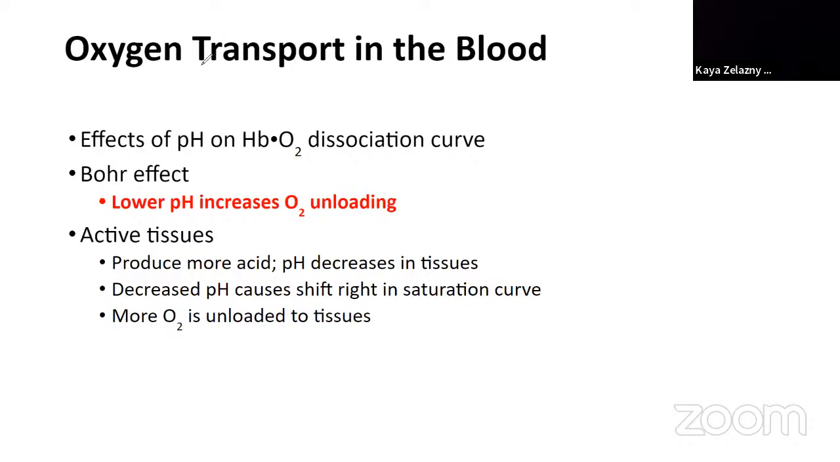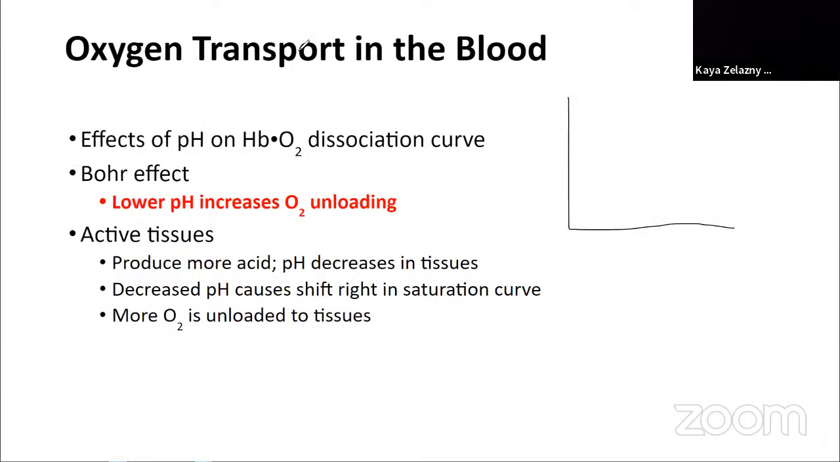I'll just quick draw those on again, right? So here we had our normal curve. So we're talking about a right shift. Okay. So the Bohr effect says we have a right shift, meaning we have easier unloading and a lower affinity of oxygen for hemoglobin. Lower affinity, easier unloading.